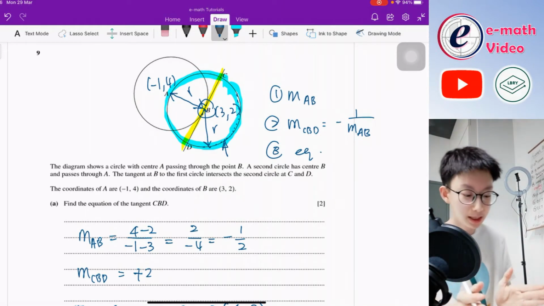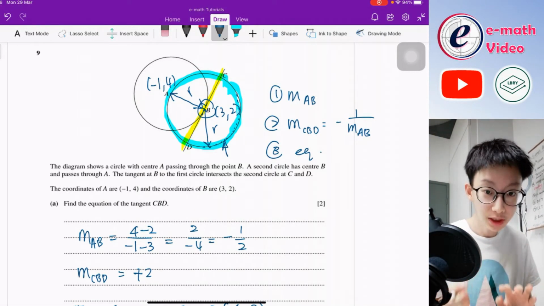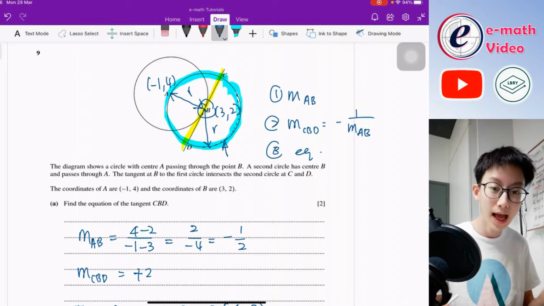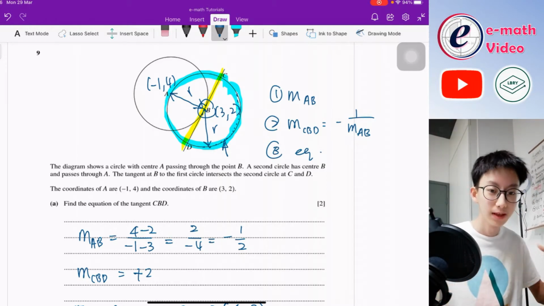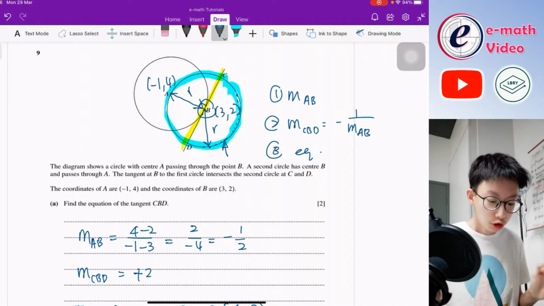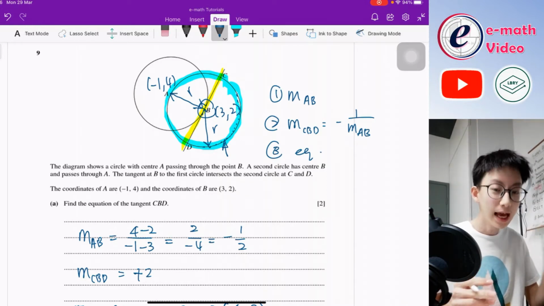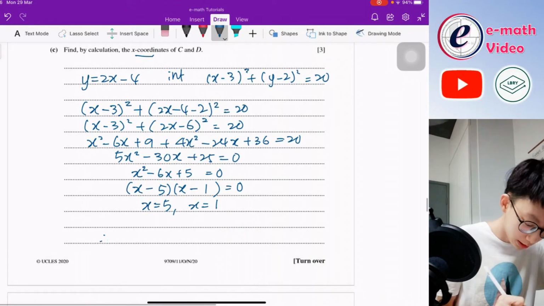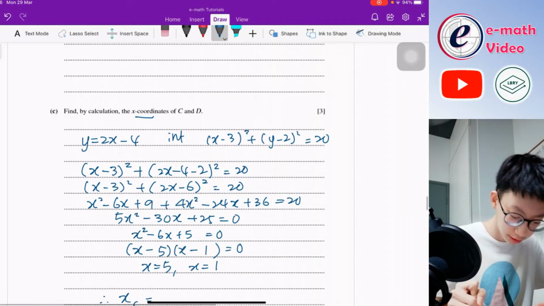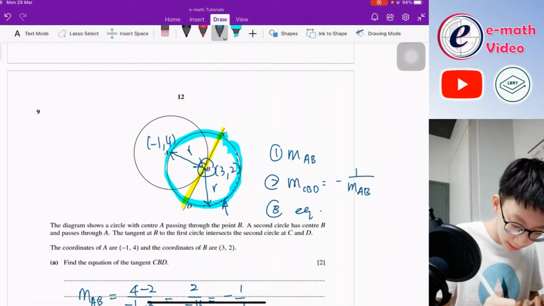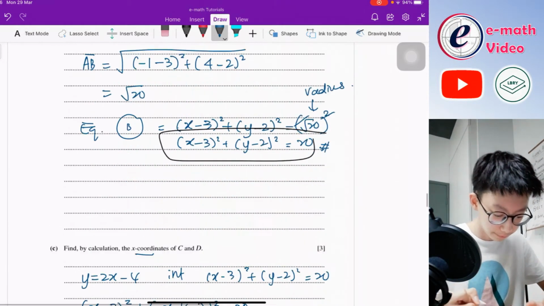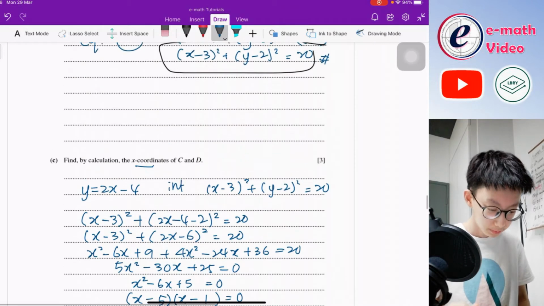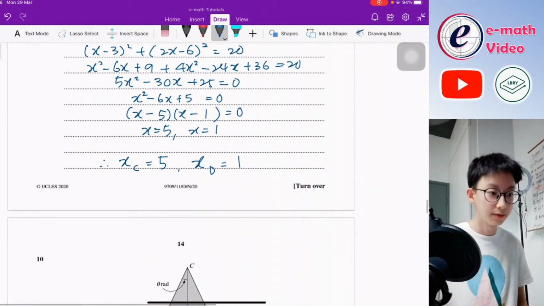Okay, so from the information given, just look at it. Point A has a smaller x coordinate than point B, which means this is actually the normal orientation, not like how we normally draw. From what you can see here, the x coordinate of D is smaller than the x coordinate of C. So I will just write here that the x coordinate of C is the bigger one, which is 5, since it is greater than 3, where the x coordinate of D is equal to 1. Okay, and yeah, that's it.